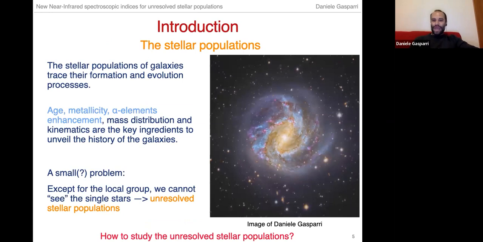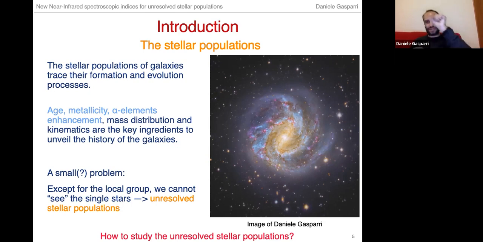One way is to study the stellar population of galaxies, because the stars trace the formation and the evolution processes of the galaxies. So age, metallicity, alpha enhancement, mass distribution, and also the kinematics are the key ingredients to discover the complex history of the galaxies. And this data is written in the stellar content of the galaxies. It's wonderful. So to know all about the stellar content of the galaxies, we just need to study the stars.